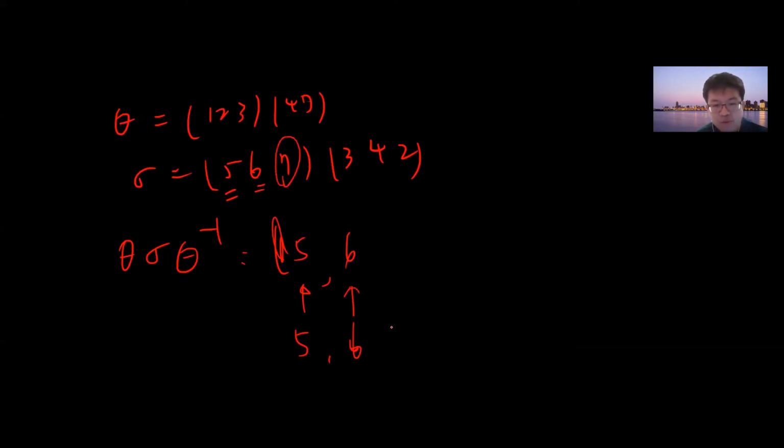7 maps to 4. And 3 maps to 2. What about 4? 4 maps to 7. And 2 maps to 2. Oh, sorry, I'm wrong. 3 maps to 1, so sorry, it should be this way. 3 maps to 1. And 2 maps to 3.